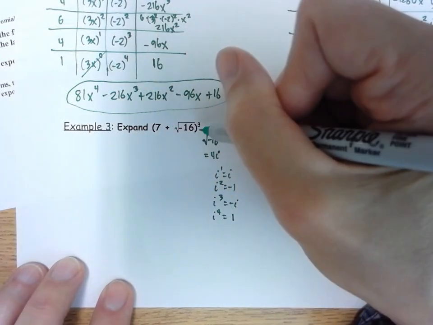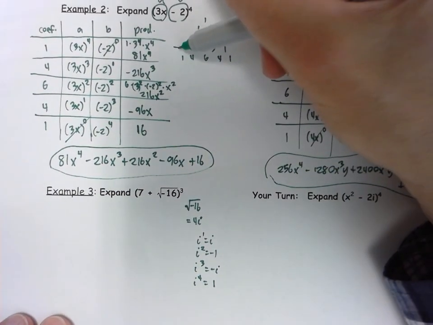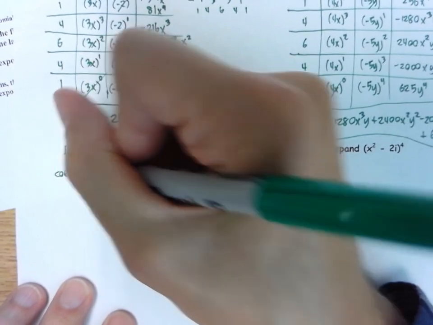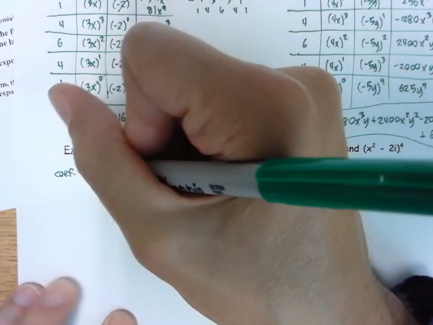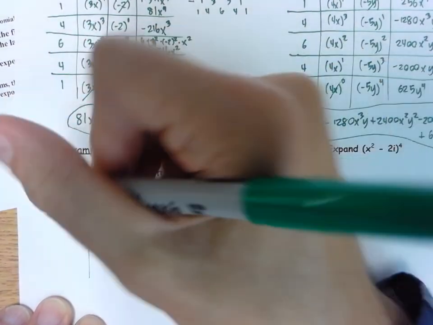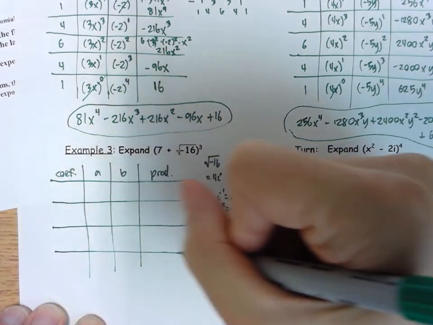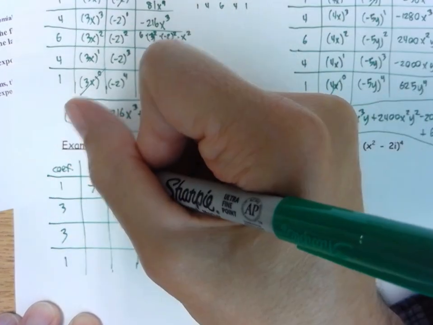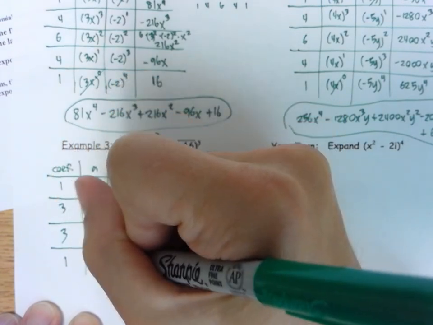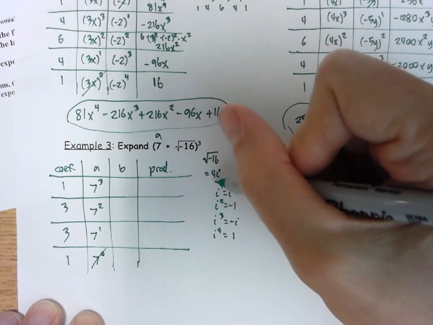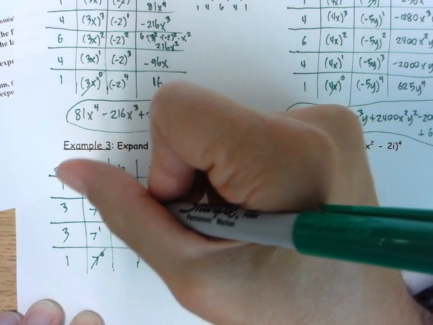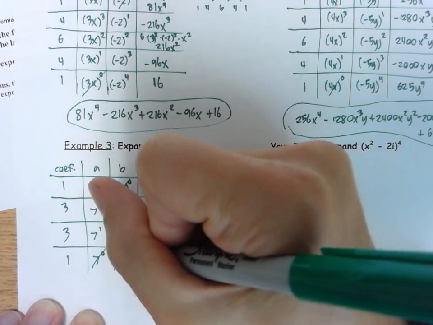So to expand this, this is a third power. I'm going to go back up here and I'm going to use this 1, 3, 3, 1 since this is first, second, third. So let's get our table going. Coefficient, A, B, product. It's only going to be 4 terms. So 1, 3, 3, 1. A is going to be 7 cubed. A is 7, so 7 cubed, 7 squared, 7 to the first, 7 to the 0. That cancels out. B is actually 4i, so it's going to be 4i to the 0, which again is 1. That cancels out. 4i to the first, 4i squared, and 4i to the third power.